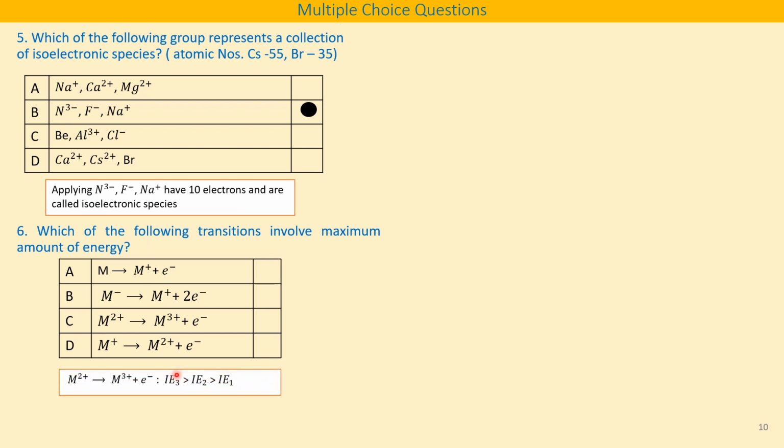So here in option C, IE3 is greater than IE2, which is greater than IE1. Hence option C is the correct answer.